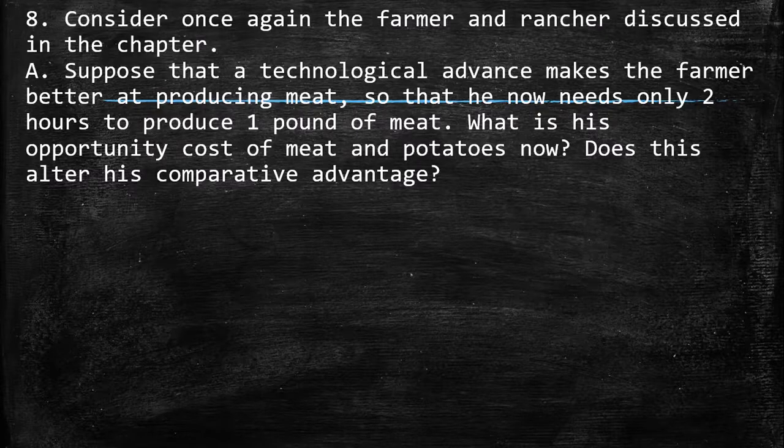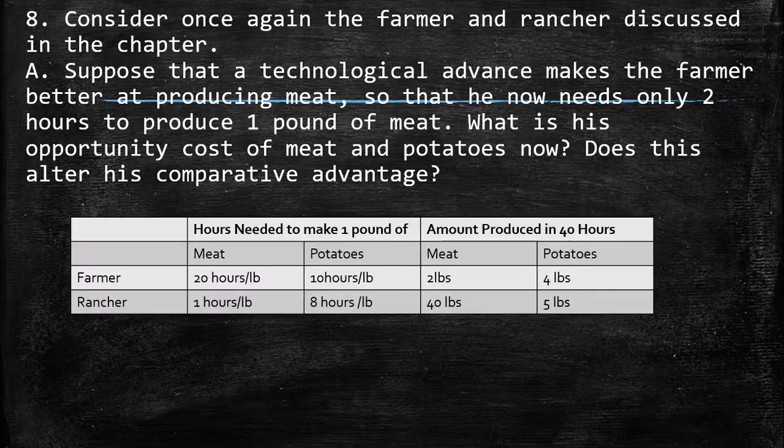A. Suppose that a technological advance makes the farmer better at producing meat, so that he now needs only 2 hours to produce 1 pound of meat. What is his opportunity cost of meat and potatoes now? Does this alter his comparative advantage?